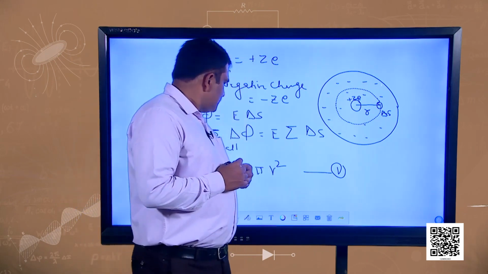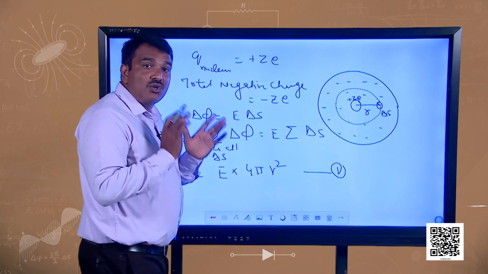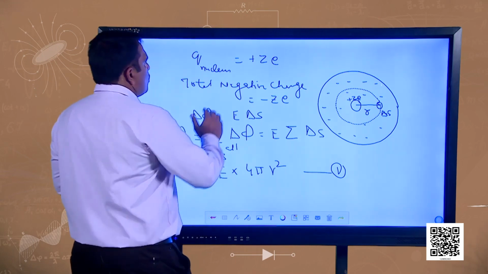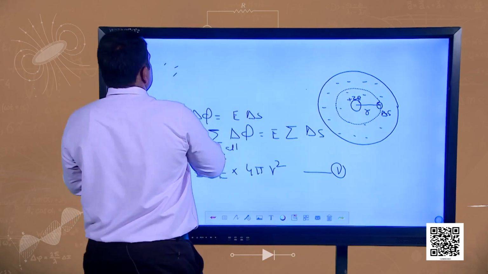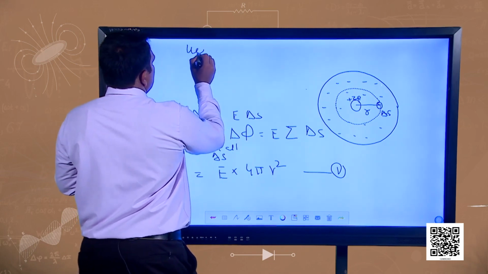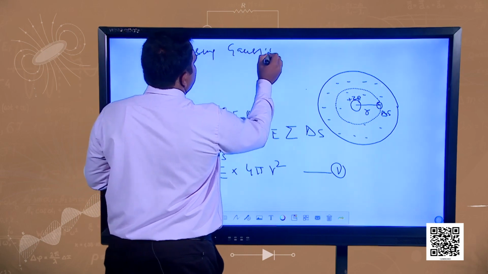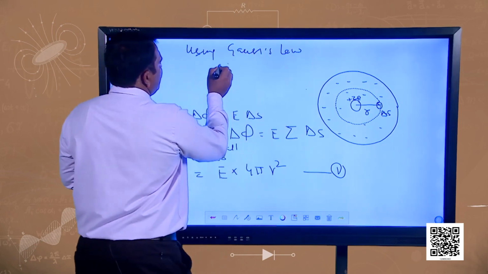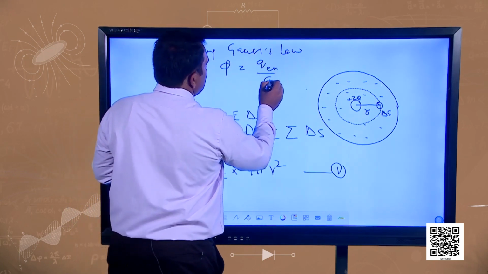Now let us find the flux passing through the surface using Gauss's law. From Gauss's law we know that total electric flux passing through a surface, using Gauss's law, total flux is amount of charge enclosed divided by epsilon naught.